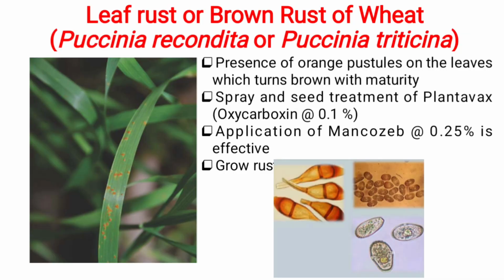Okay, now the next type of rust is leaf rust or the brown rust of wheat, which is caused by the fungus Puccinia recondita, which is also known as Puccinia triticina. Right, now again the same logic applies here.